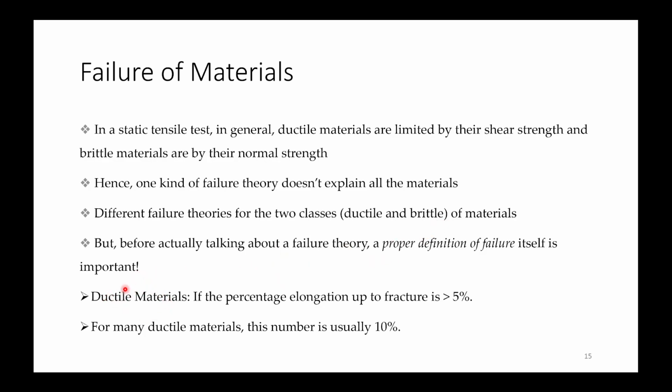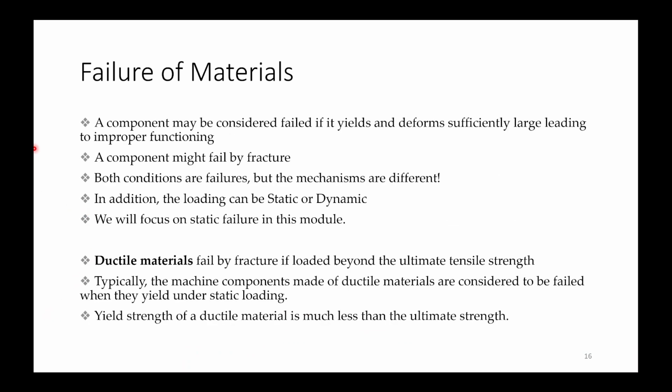So in case of ductile materials, failure means the percent elongation up to fracture is more than 5%. And for many ductile materials, this number is usually around 10%. A component may be considered failed if it yields and deforms under sufficiently large loading, leading to improper functioning. So a component might fail by yielding or by fracture; both conditions are failures but the mechanisms are different. In addition, the loading can be static or dynamic. And here in these two chapters, for today and the next chapter, we'll be focusing on static type of failure.